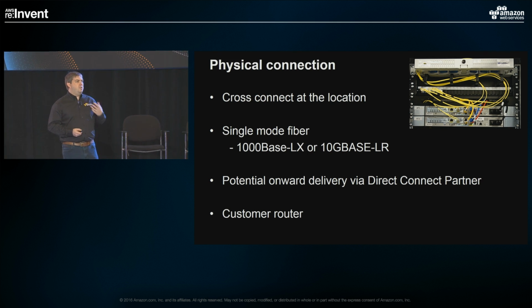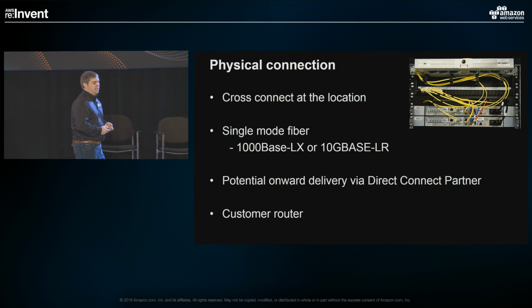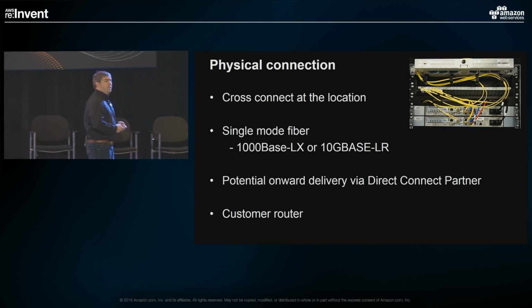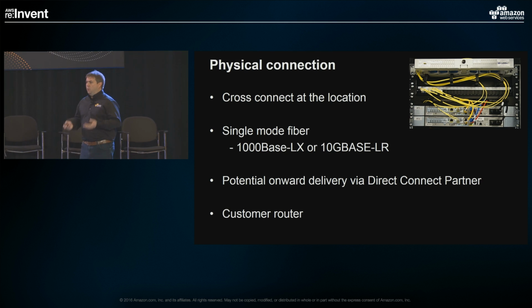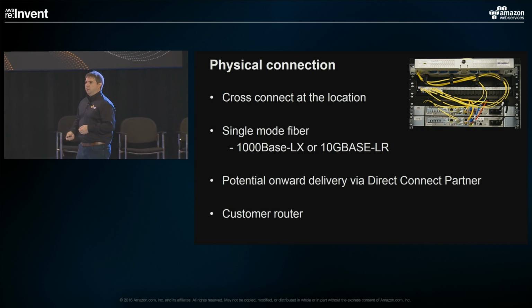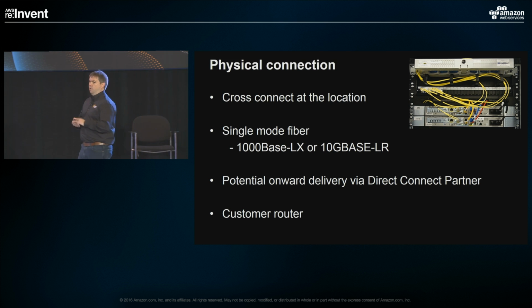If you're not, though, within those Direct Connect locations, within those colo facilities, you might be using a Direct Connect partner to get this connection to you. But there will always be a router on the other end of that connection that needs to talk BGP over a VLAN.